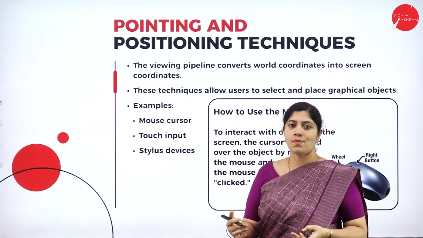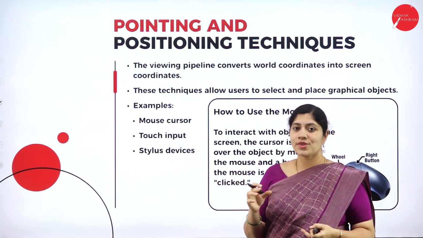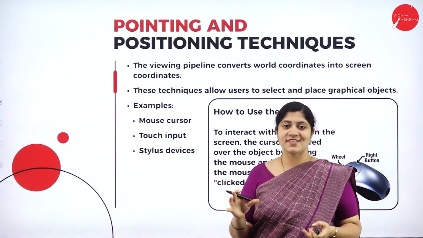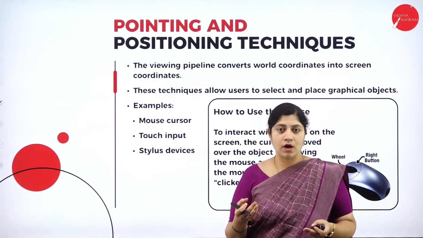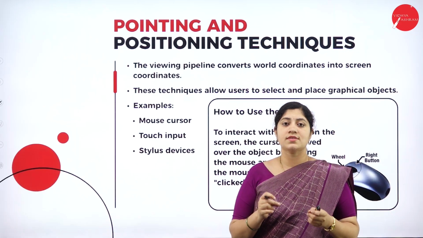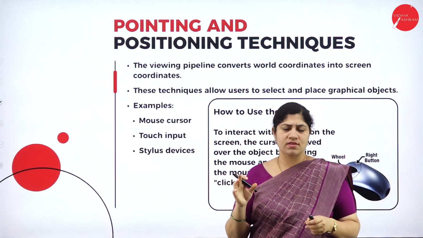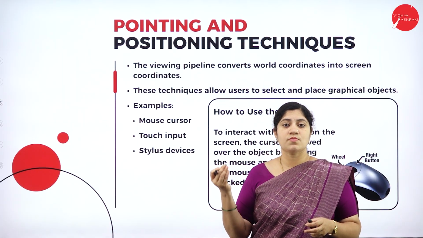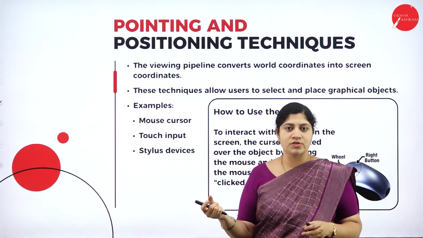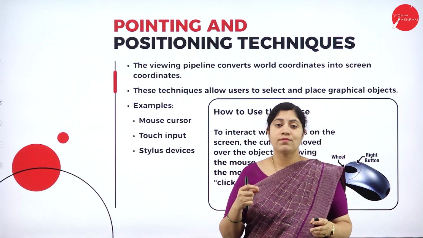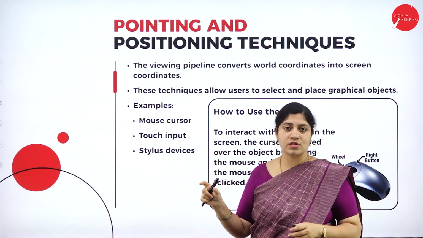The next topic is pointing as well as positioning techniques. Now we know that a basic pointing device is none other than a simple mouse, correct? With respect to the mouse, we know that it helps us to point to an icon on the screen, isn't it? Also, the mouse will help us in positioning that image or the object, isn't it? So that's why we will be learning and understanding the pointing as well as positioning technique.